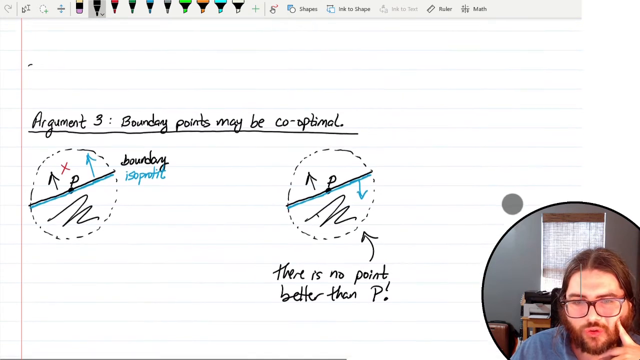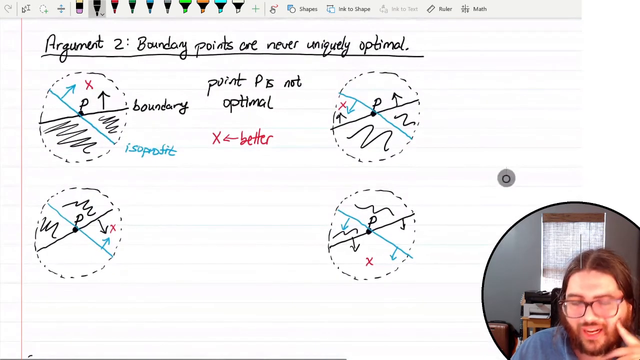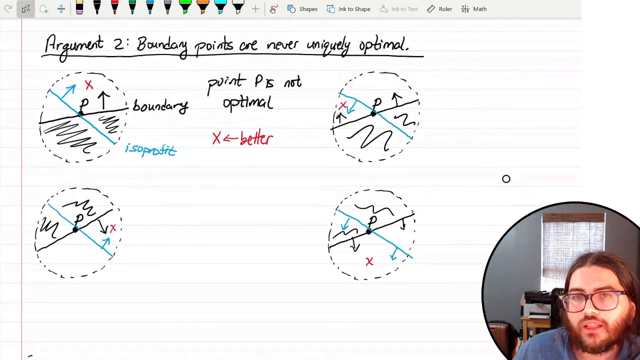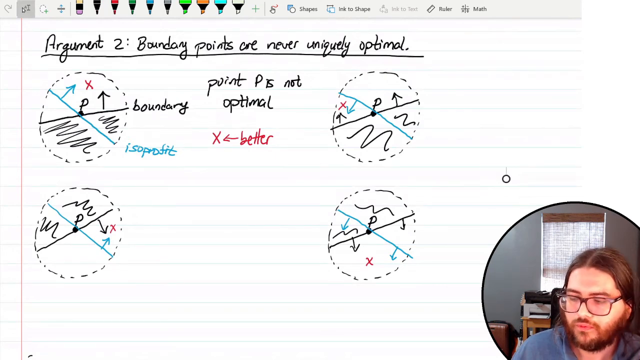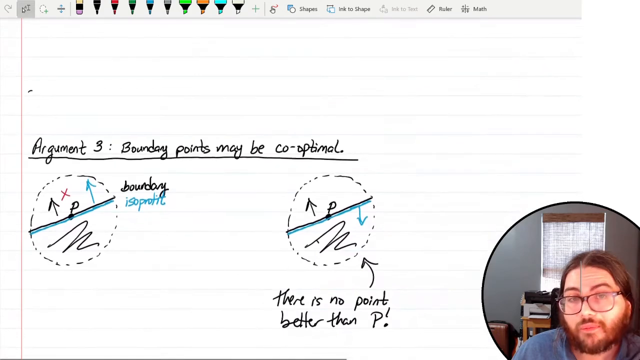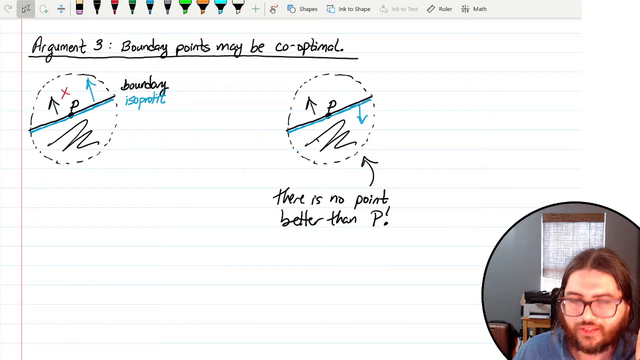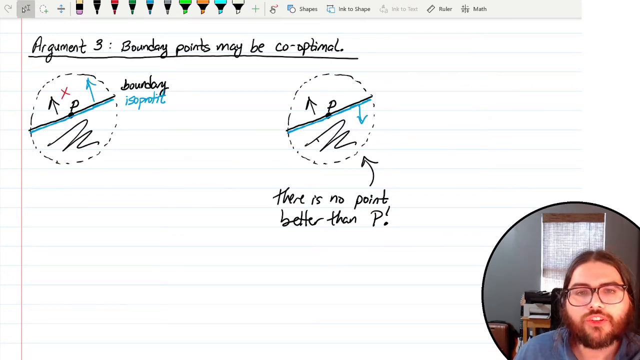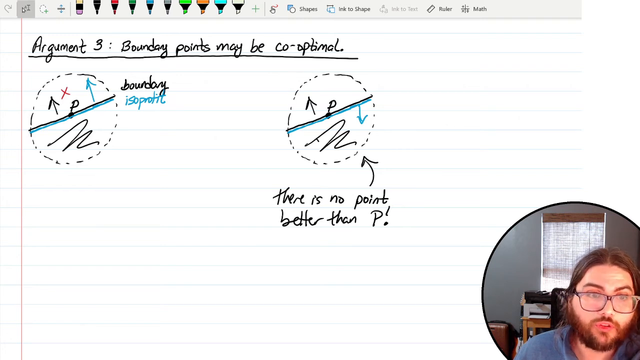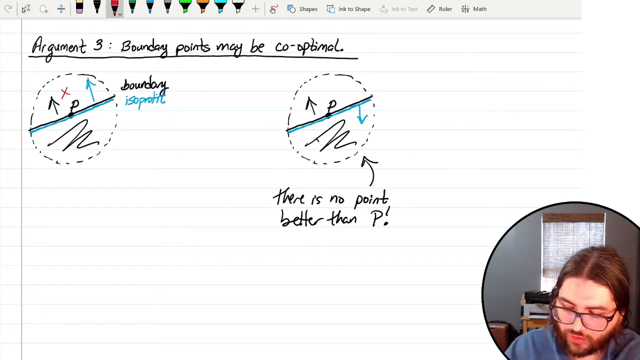But that's an argument 2 thing. Remember in argument 2, I said the boundary points are never uniquely optimal. Argument 3 says they may be co-optimal. And this is exactly the scenario we're looking at. Do you remember the isoprofit line, the blue line? It represents all of the points which have the exact same profit value. And so if they are all exactly the same, it's quite possible that they are all exactly optimal as well. Many optimal points might exist.